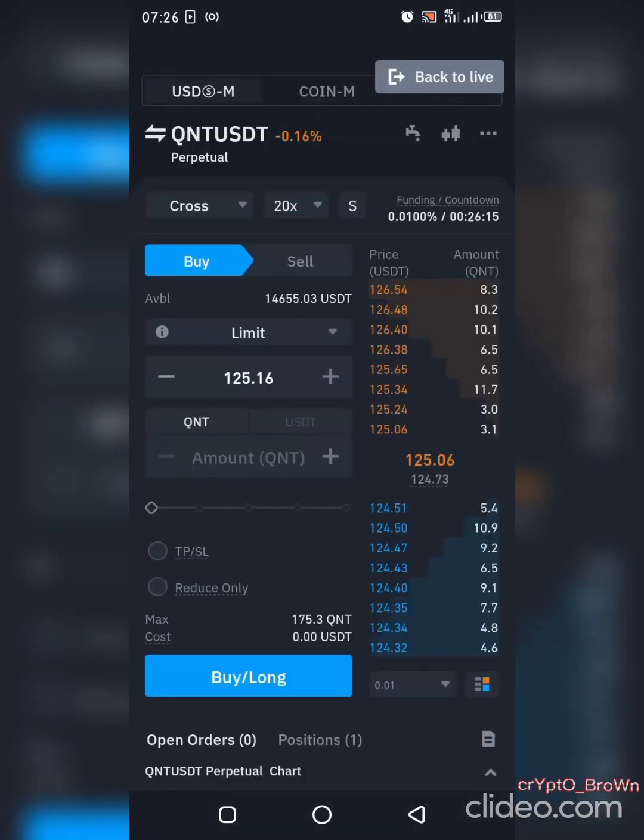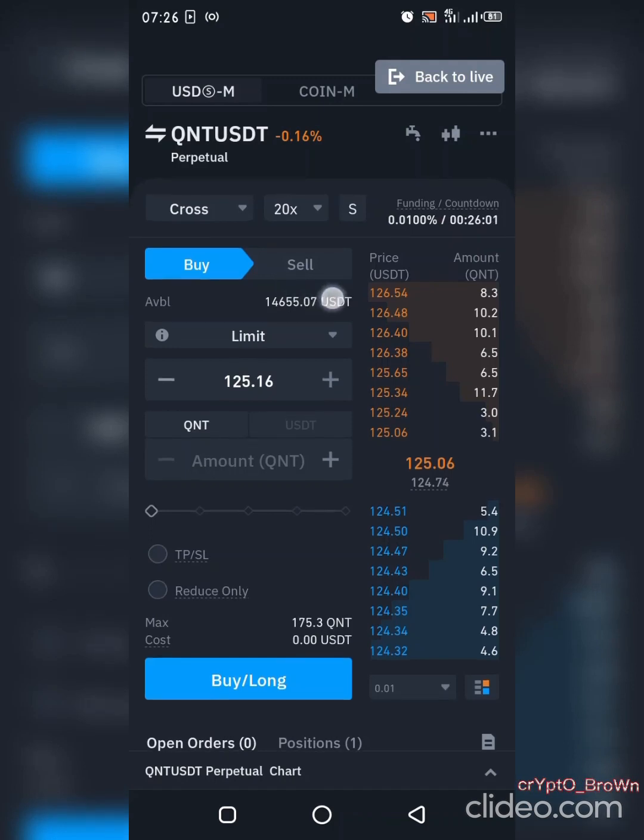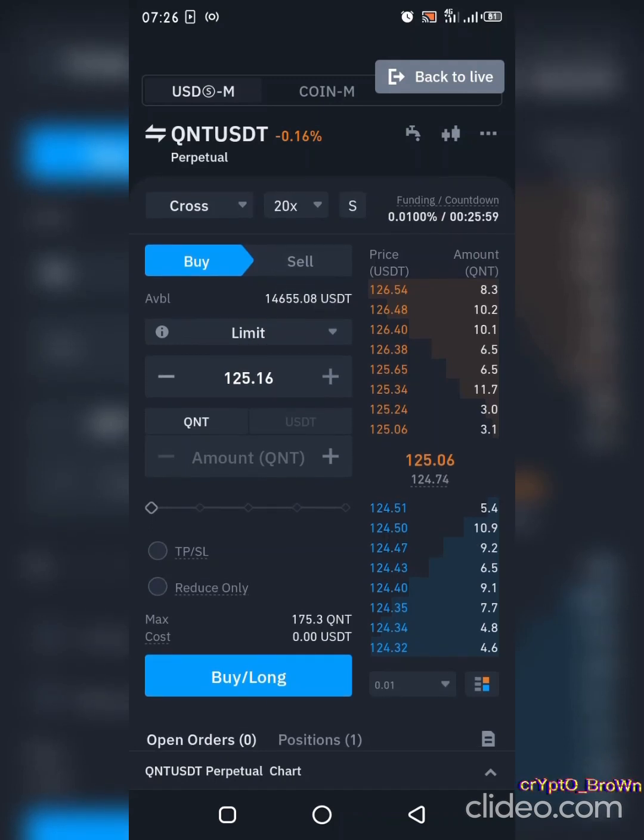Alright, so we are in the futures trading, however, it is in the test mode. We are just using paper trading. The money that we have is paper, not real cash. So you can see the available balance over here. You can see about 14,655 USDT. Wow, that's like 5 figures. So let's proceed. We are going to take a trade using a signal.